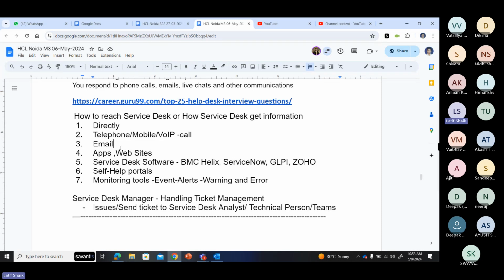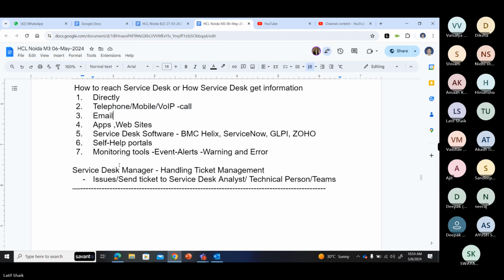We can also reach it through emails, websites, and web applications, based on the application. Okay, so there are different service desk softwares available, ITSM softwares: BMC Helix, ServiceNow, GLPI, Zoho, and others. Self-help portals are also there. Okay. So I already explained what a service desk manager will do.